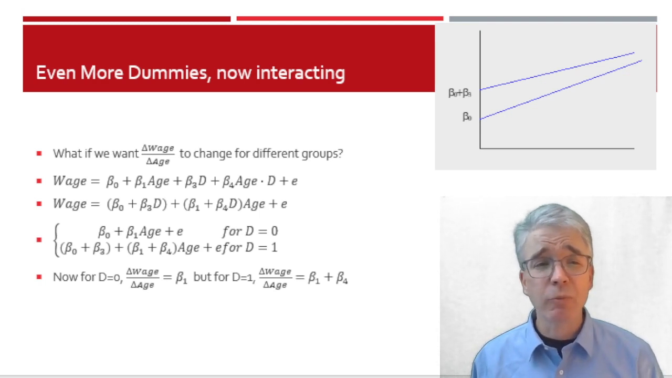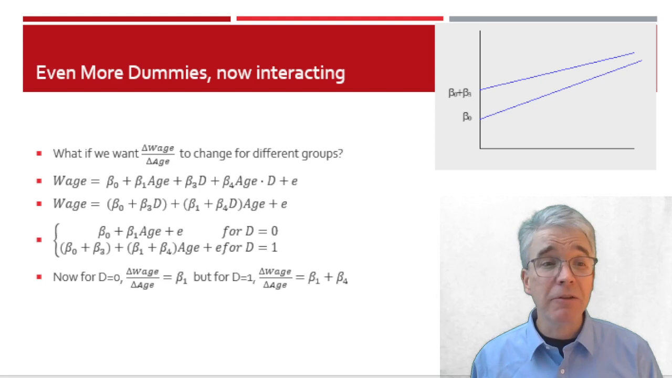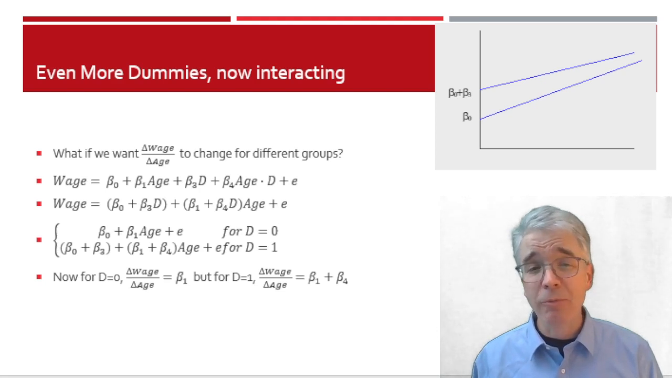To accomplish this, we add some interaction terms. We interact the dummy variable d with the age variable. And by interact, I mean nothing more than the simple mathematical operation of multiplying the two together. We create age times d. Why? Well, if we break that down into two segments, we can see what's going on.